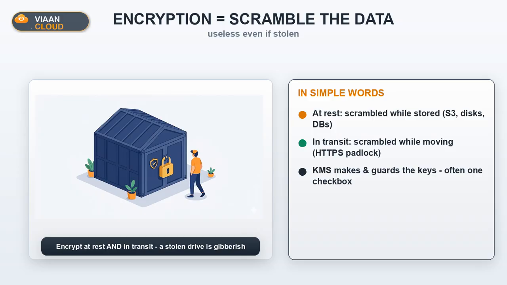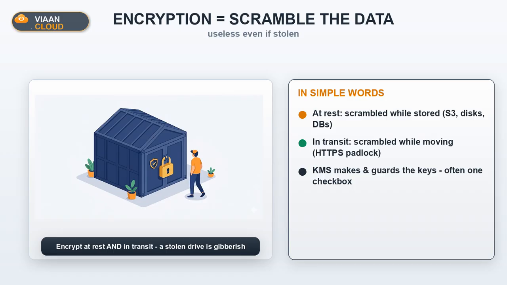Next layer, encryption, so that even if someone does get to your data, it's useless to them. There are two kinds, and you want both. Encryption at rest scrambles your data while it's sitting in storage, in S3, on a disk, in a database, so a stolen drive is just gibberish. Encryption in transit scrambles it while it's moving across the network, which is what the padlock in your browser's HTTPS is doing.